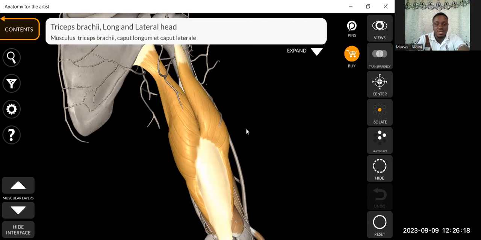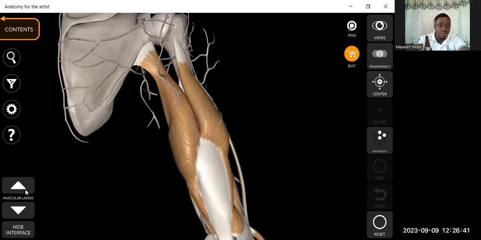Now, for MCQ's sake, the triceps has three heads: medial, lateral, and long head. They like twisting it with short head, so take note, it is long head, medial head, and lateral head. While for the biceps brachii, it is long head and short head, okay?